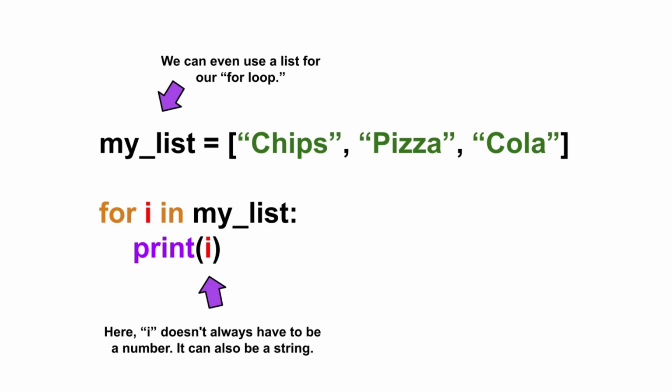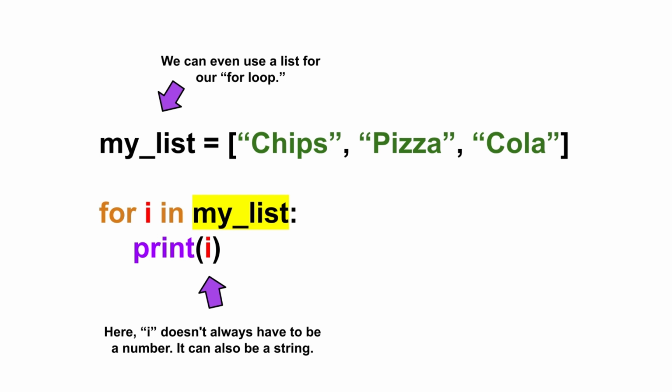One last thing to note is that our counter doesn't always need to be a number. It can also be a string. Here we are using a list with some string components. In our for loop, we are using our list instead of the range function. This is also a valid way of writing our for loop statement.